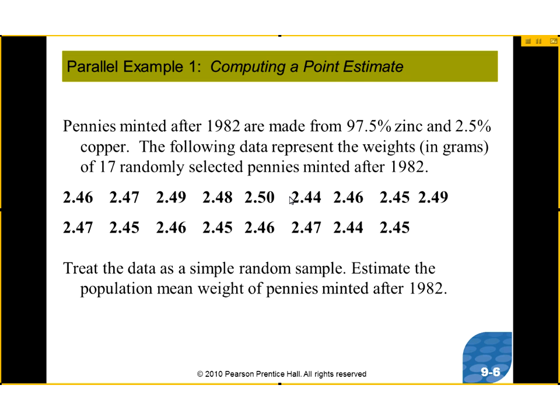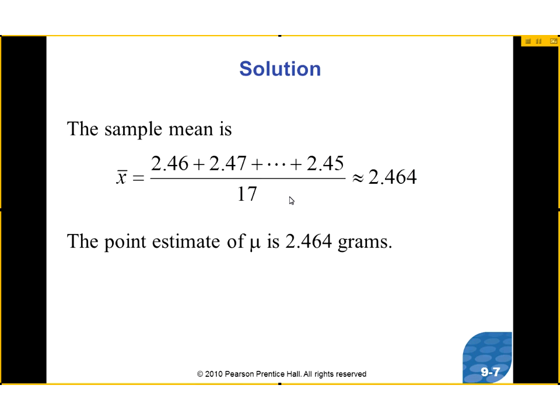So here we have 17 pennies that are minted after 1982, and we want to come up with a confidence interval for the population mean for these 17 randomly selected pennies. To find the point estimate of the population mean, we simply add up all of these weights and divide by 17. So our point estimate is 2.464 grams.